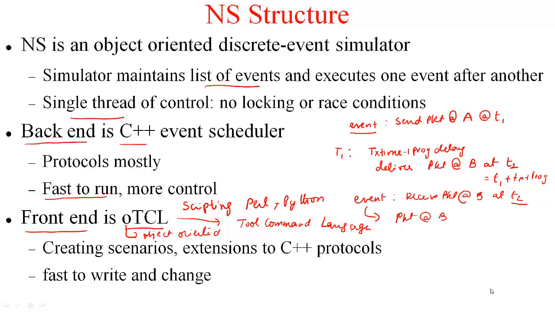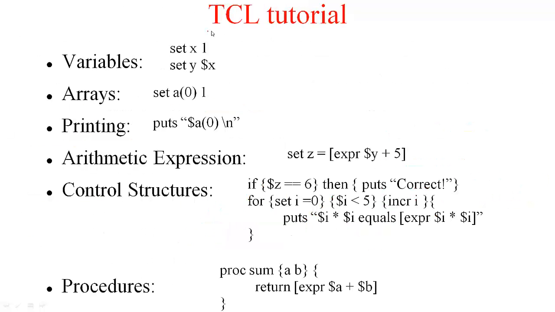So why a back end and a front end? The front end helps you create scenarios rather fast. For example, in certain scenarios you want to create topologies with 5 nodes, sometimes with 10 nodes. So you want to be able to write this fast and change it fast. This is much easier to do in Tcl. Otherwise you don't want to keep on recompiling for certain parameters. So basically for speed you use a C++ back end, and for ease of writing you use a front end based on OTcl. So here is a short tutorial on Tcl.